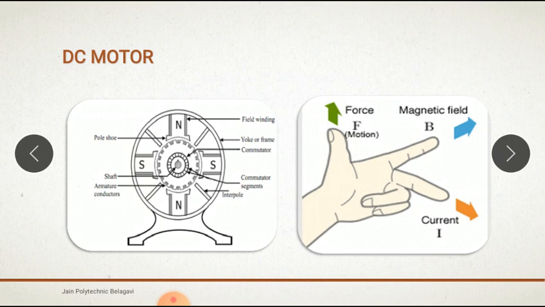It states that stretch the three fingers of your left hand, this is the left hand, the forefinger, middle finger and thumb at right angles to each other. Hold the hand such that the forefinger indicates the direction of the magnetic field, the middle finger indicates the direction of current through the conductor and the thumb indicates the direction of motion of the conductor.